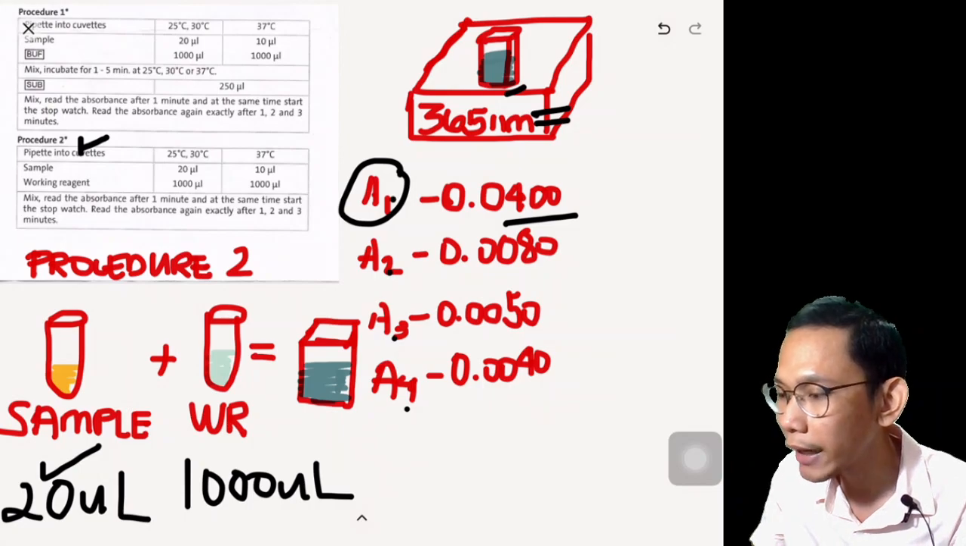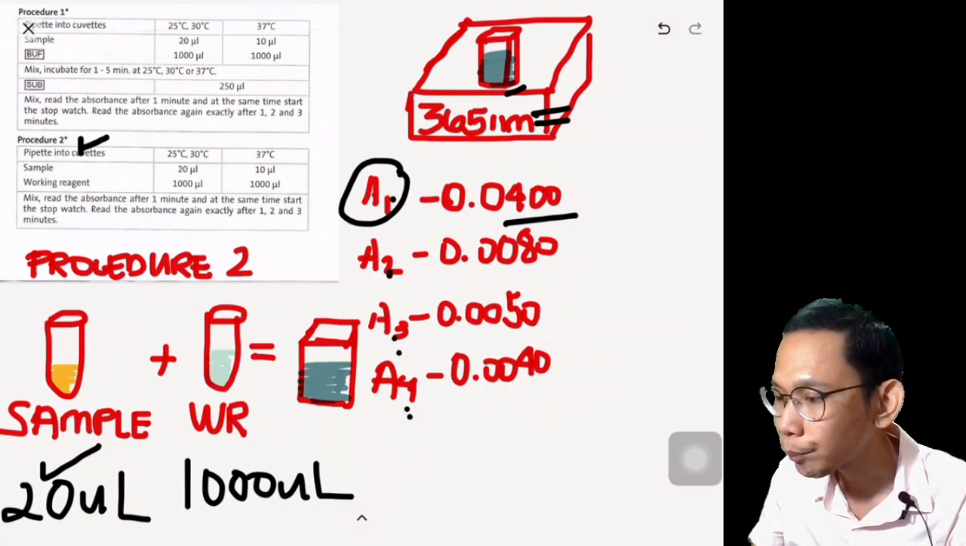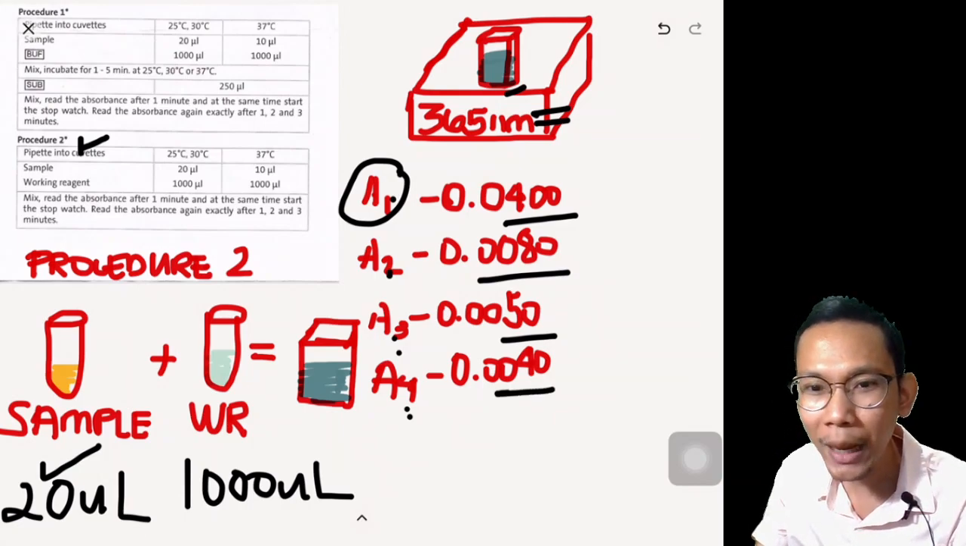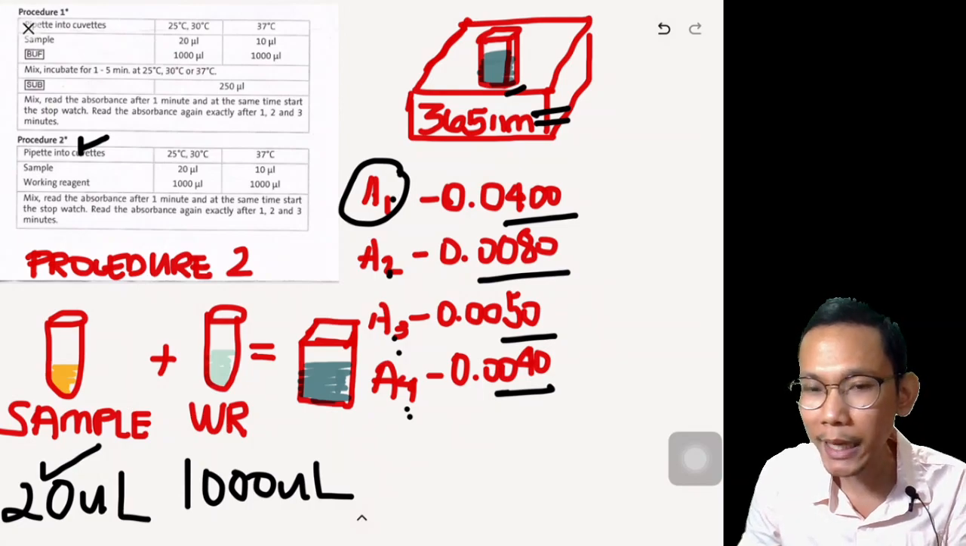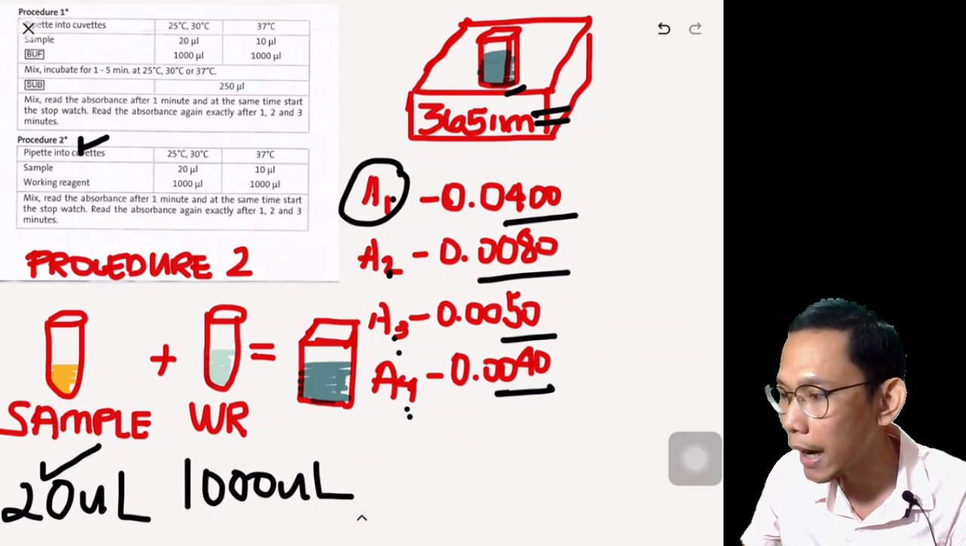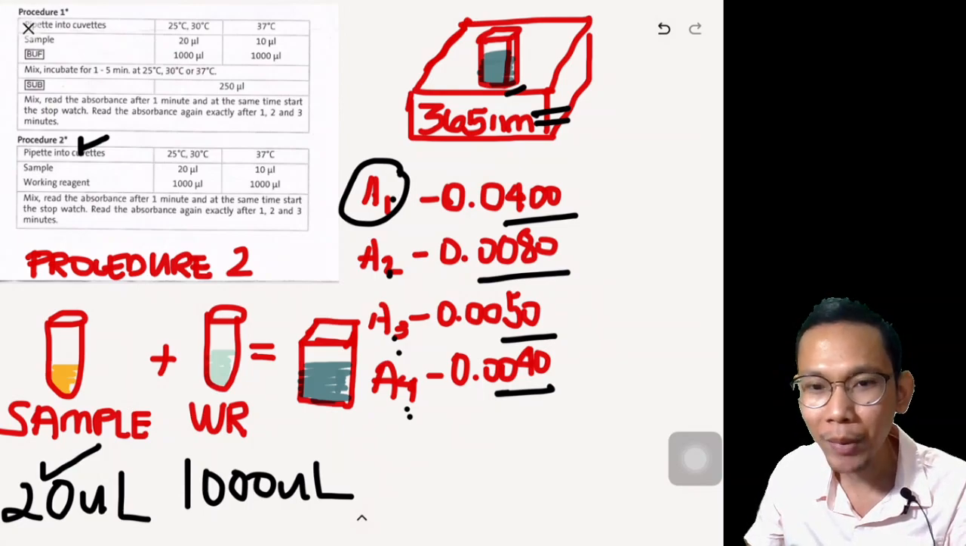After the first absorbance, you read the absorbance after 1 minute, after 2 minutes, and after 3 minutes. The value of your second absorbance is 0.008. For the third absorbance, 0.0050. For the fourth absorbance, 0.0040. Remember, what should the absorbance be here, increasing or decreasing? For lactate dehydrogenase, it is decreasing. Pababa: 400, 80, 50, 40. So in short, our absorbance is correct. Unlike in your CK, where the absorbance should be increasing.